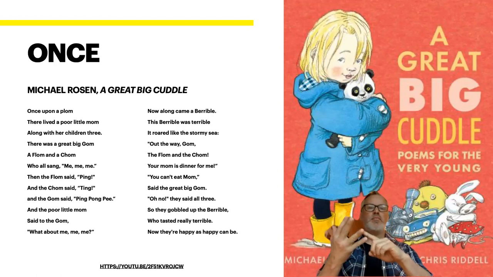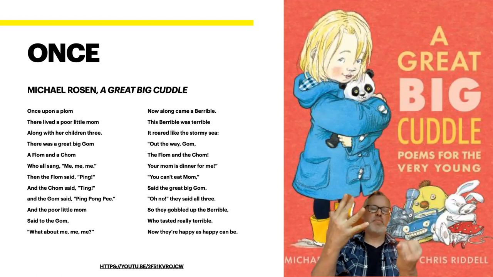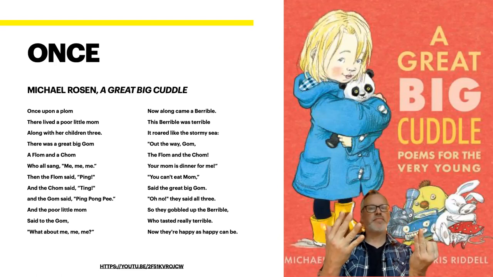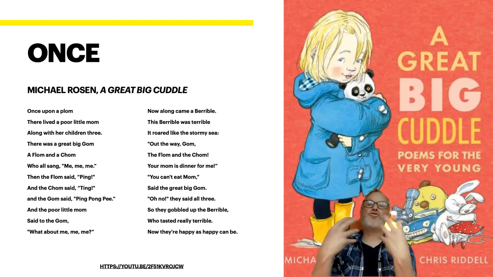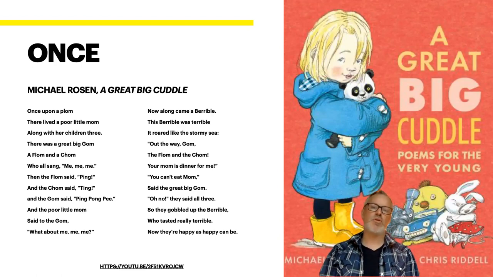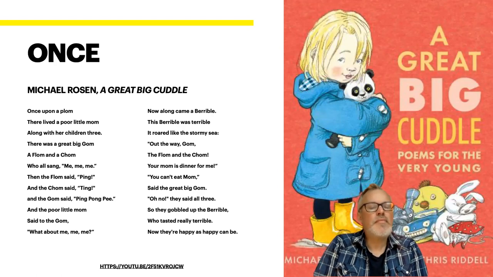Now along came a bearable. This bearable was terrible. 8, 8. It roared like the stormy sea. 7. So we've got some bits of regular rhyme, but it's not a strict regular rhyme rhythm all the way through. So rhythm or meter. Stormy sea, sibilance, a bit of alliteration.